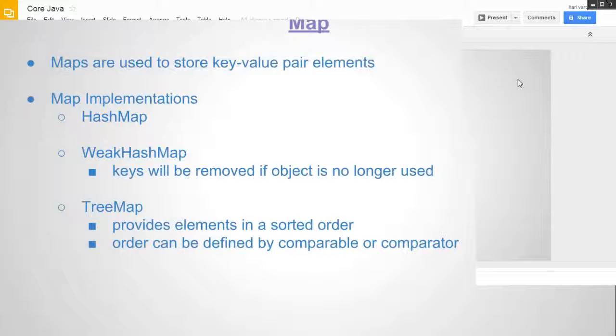So maps are used to store the key value pair elements. The objects are stored based on key. Map implementations are hash map, weak hash map and tree map. Hash map is most commonly used and the default. Weak hash map will be used in case you want to remove the keys if the object is no longer used.